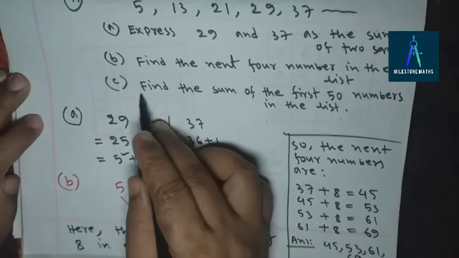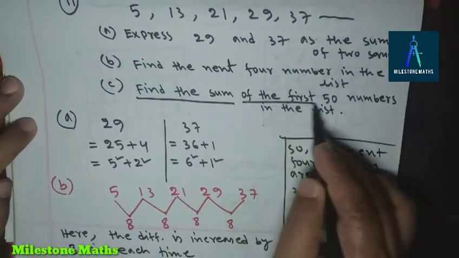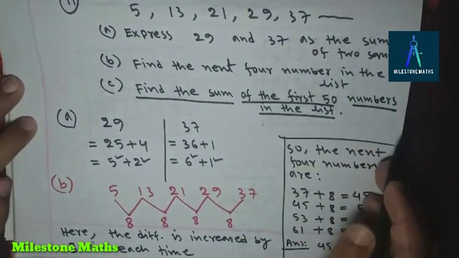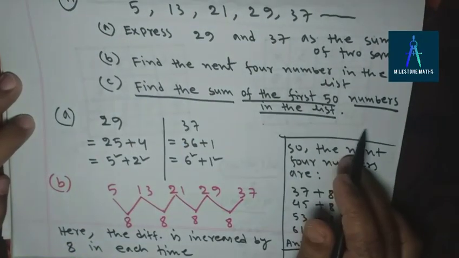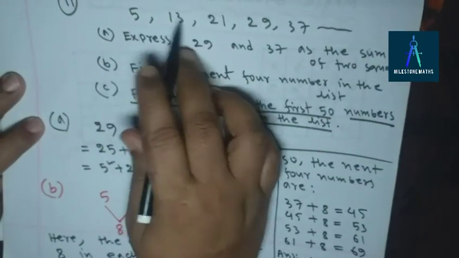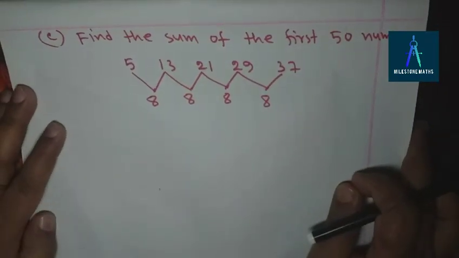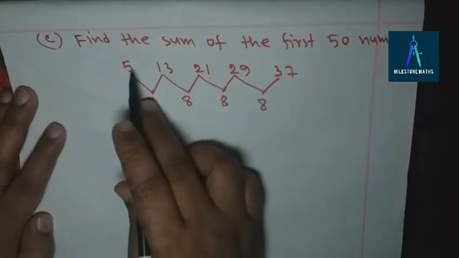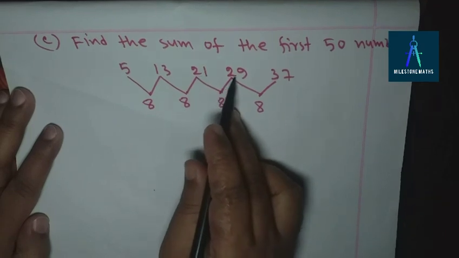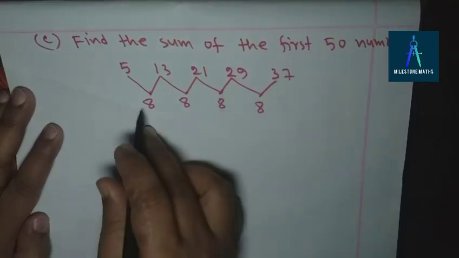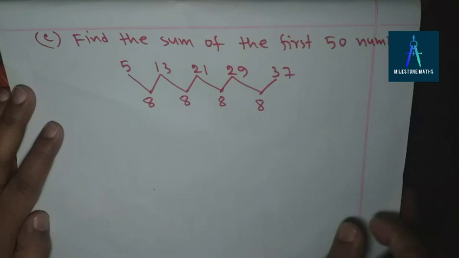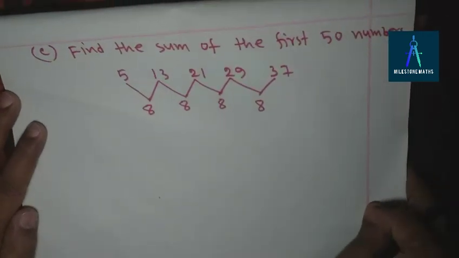Now next is C. Find the sum of the first 50 numbers in the list. So first 50 numbers, but we can see only 5 numbers. So students, we can see here the given pattern is 5, 13, 21, 29 and 37, and every time the difference is 8, as I showed before.